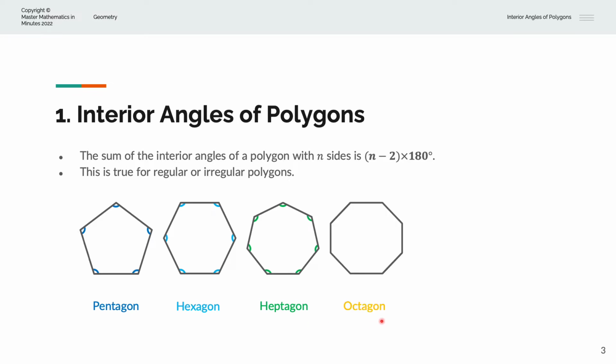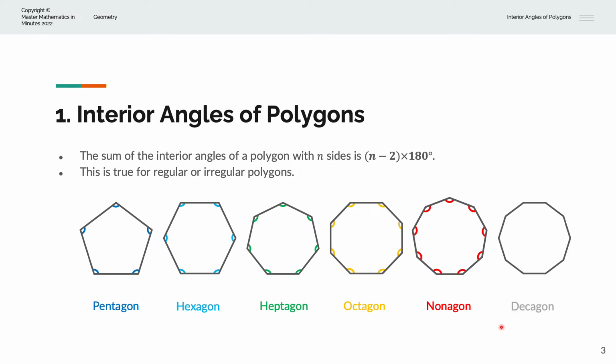And the next example is an octagon with 8 sides, with the interior angles labeled in orange. And then we have a nonagon with 9 sides, and interior angles labeled in red. And finally, a decagon with 10 sides, with interior angles labeled in grey. So the sum of all of these interior angles is given by n minus 2 multiplied by 180 degrees. We'll consider this through a couple of examples.